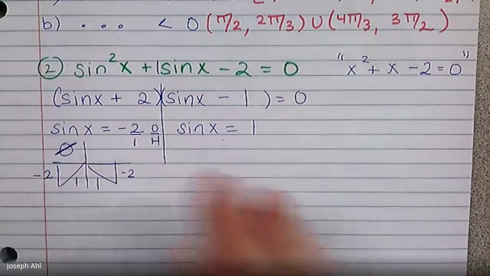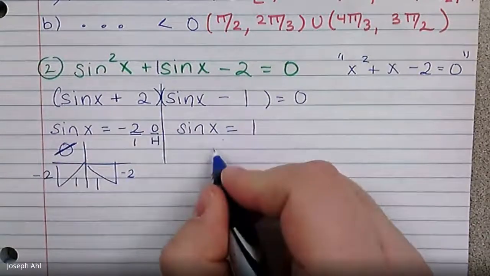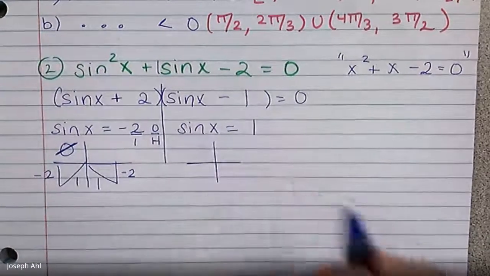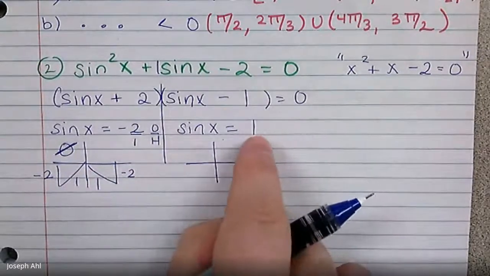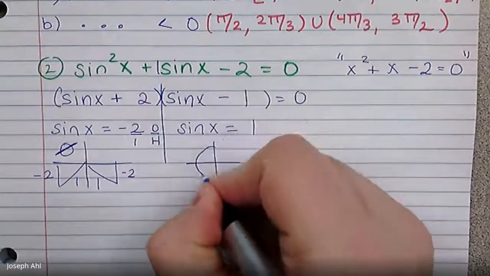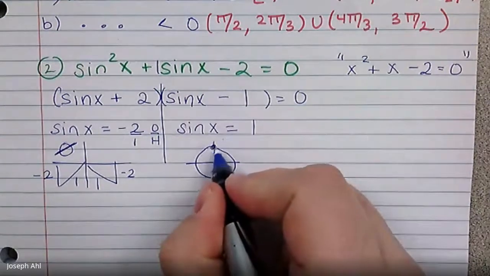So to that extent, it makes actually this side pretty easy to do. Since sine x equals 1 over here, you will get some answers, but those answers don't come from triangles. Sine x equals 1 is definitely a unit circle question, so draw the unit circle. If sine goes with y, we're thinking about where is the y value on the unit circle.